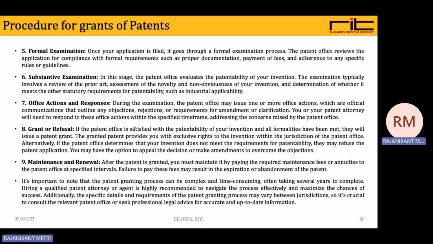The next step is substantive examination. In this stage, the patent office evaluates the patentability of your invention, and the examination typically involves a review of the prior art and assessments of the novelty and non-obviousness of your invention. Then the next step is office action and responses. That is, during the examination, the patent office may issue one or more office actions, which are official communications that outline any objections, rejections, or requirements for amendment.